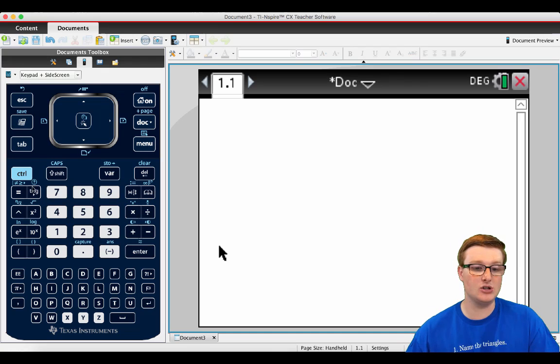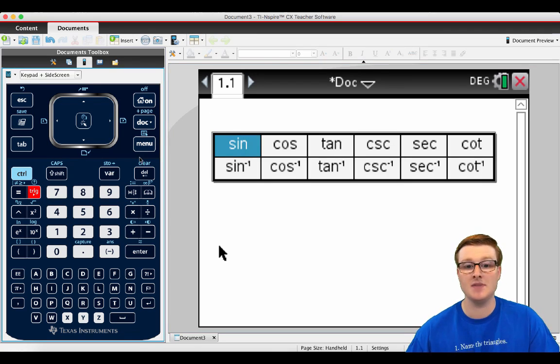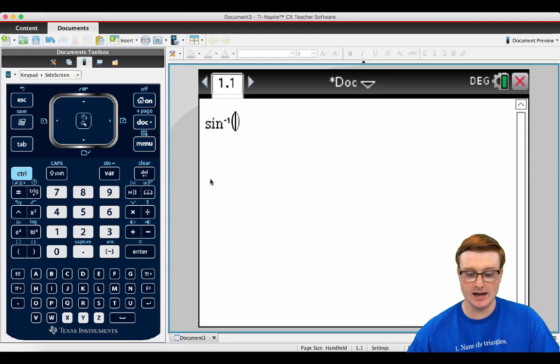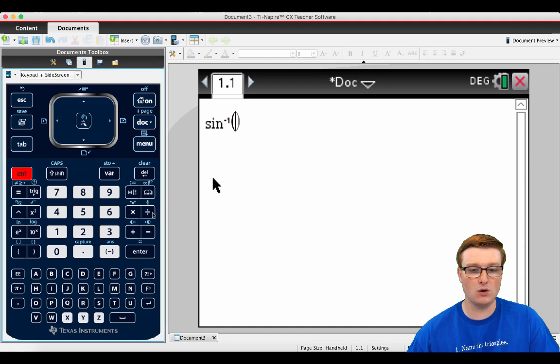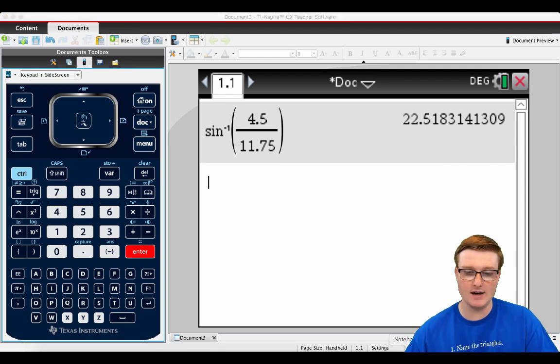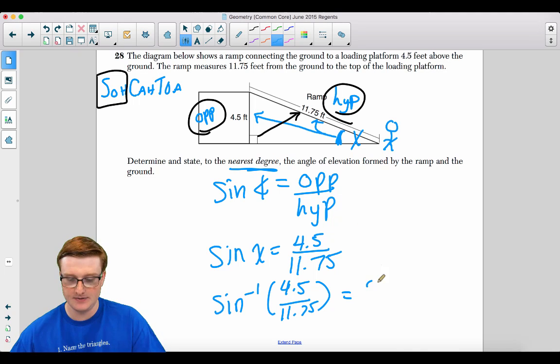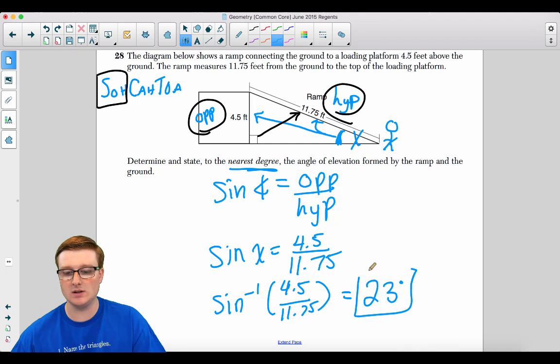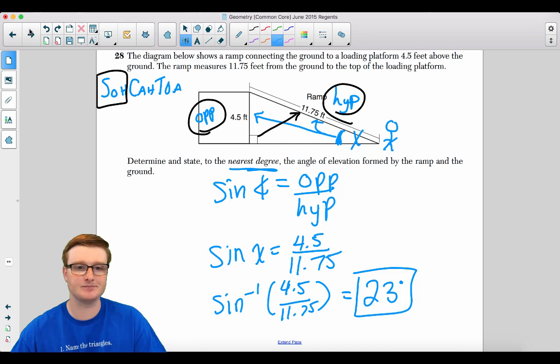I'm going to type in the inverse sine. The trig button is right up here. I'm going to select inverse sine, and I'm going to type in 4.5 over 11.75, just like that, and you get 22.5. Round it to the nearest degree. That is approximately equal to 23 degrees, and you're done.